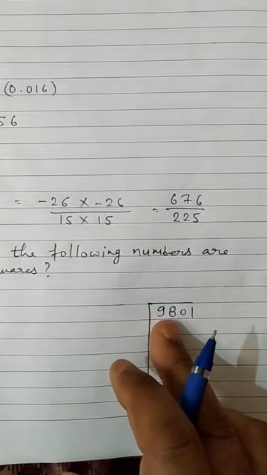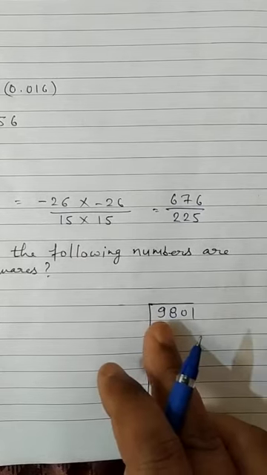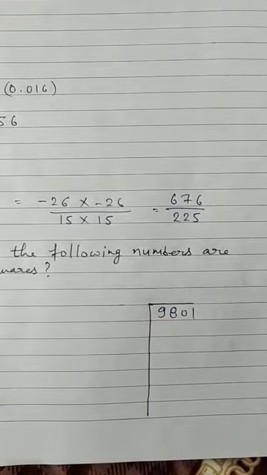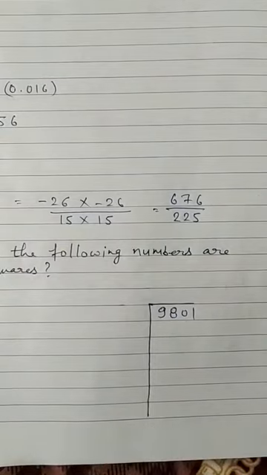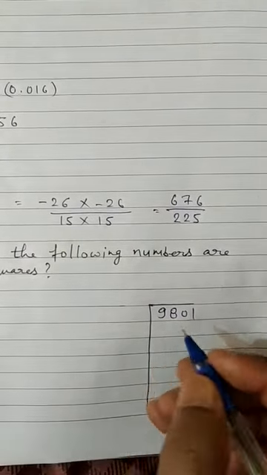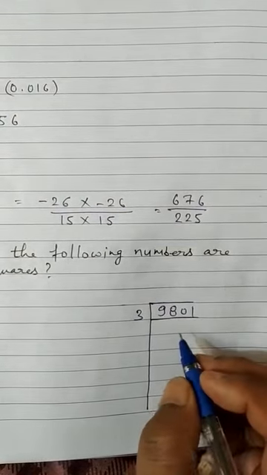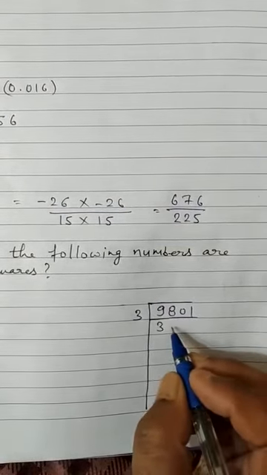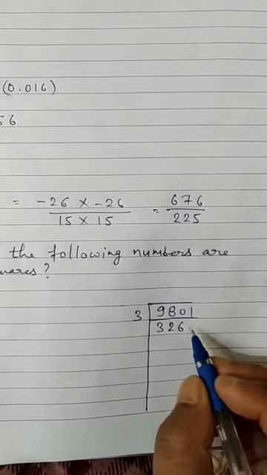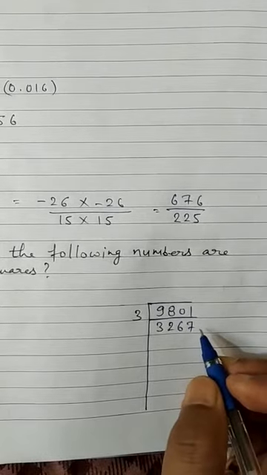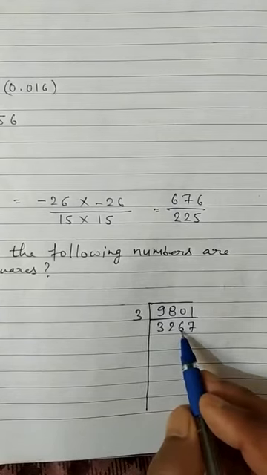9 plus 8 is 17. 17 plus 1 is 18. So this number will be divisible by 3 because 18 is also divisible by 3. 3 threes are 9. 3 twos are 6. 2 is left over. 3 sixes are 18. 2 is left over. And 3 sevens are 21. Again 3 plus 2 is 5, 5 plus 6 is 11, 11 plus 7 is 18.